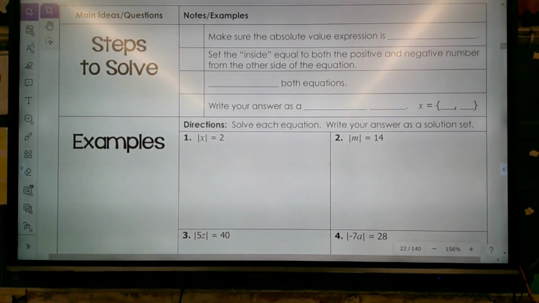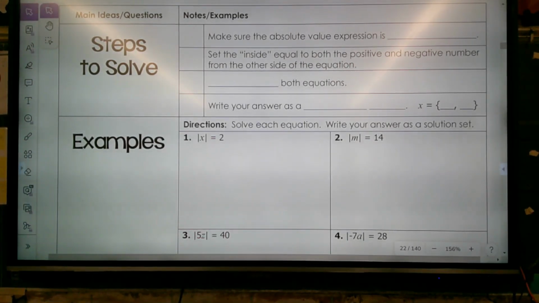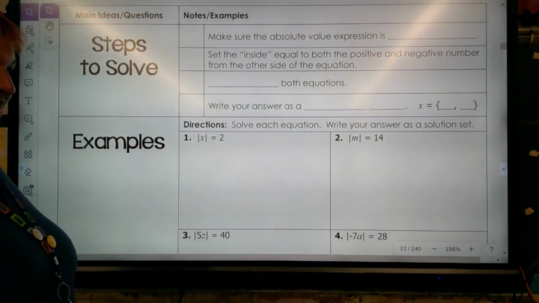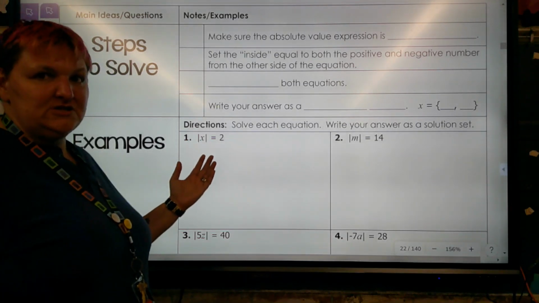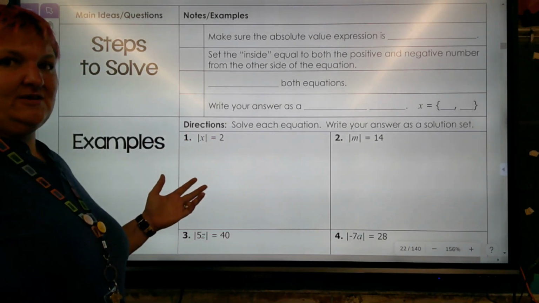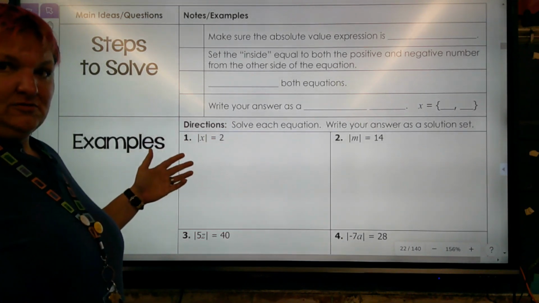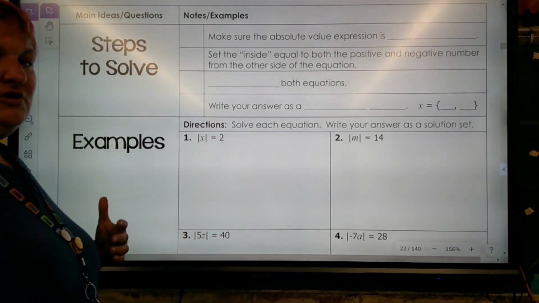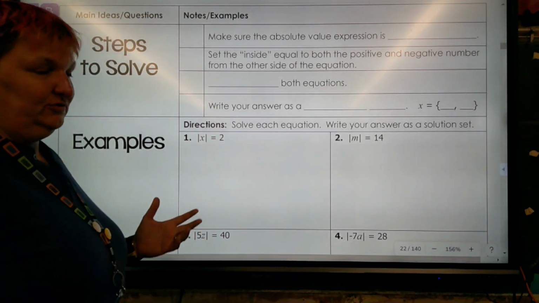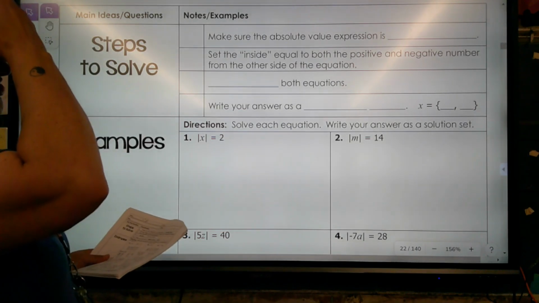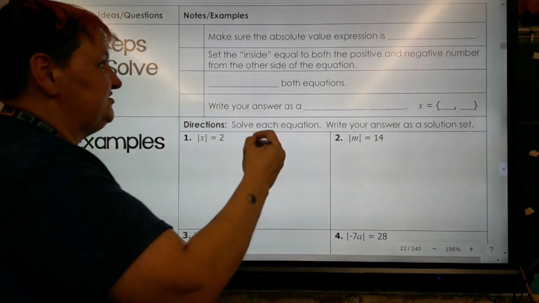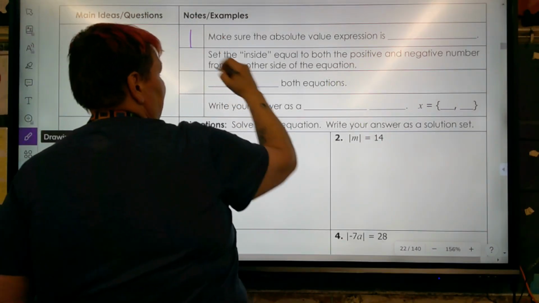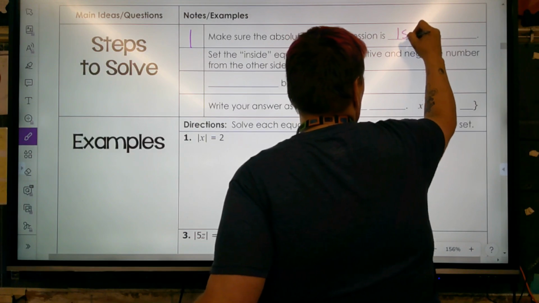Alright, on to unit 2.5, which is absolute value equations. We've already sort of been introduced to the concept of absolute value, but now we're going to take it a step further and add in some variables, right? To use our understanding of absolute value in order to find the missing value. Okay, so make sure the absolute value expression is isolated, is your first step. Make sure it is isolated.